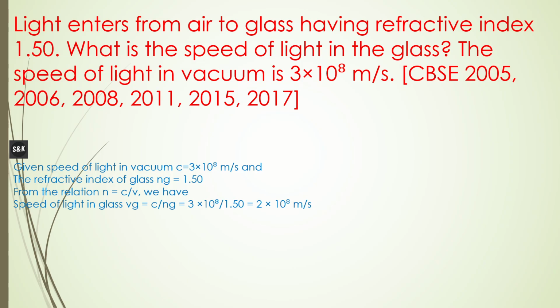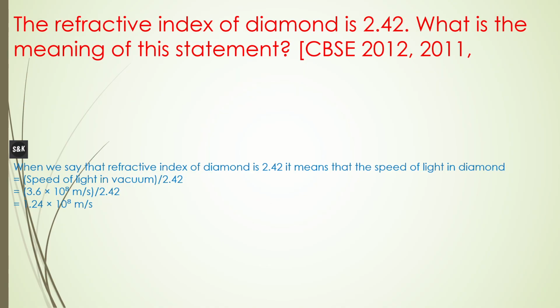From the relation of refractive index equals C upon V, which means speed of light in vacuum upon speed of light in glass, we will get the speed of light in glass Vg equals C upon Ng, where N is the refractive index, which is equal to 3 into 10 power 8 upon 1.5. So the answer is 2 into 10 power 8.